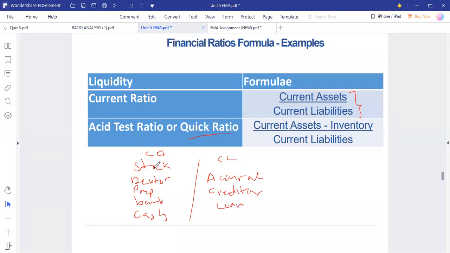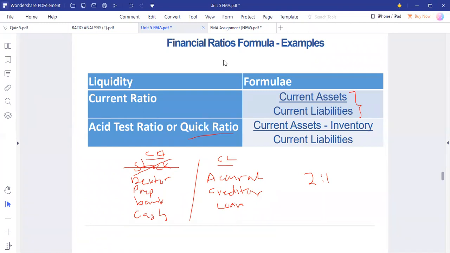So when you divide the current assets by the current liabilities, we're going to get what is called the current ratio. Now the required standard is about 2 to 1, or in short, you need to have more assets compared to your liabilities. But when you go to the quick ratio, it just negates this stock and you divide these assets, current assets minus the inventory, by our current liabilities.